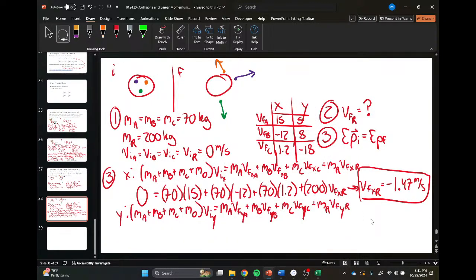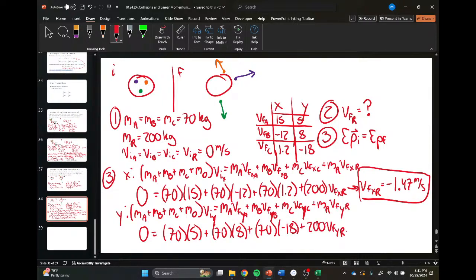All right, now I have the pleasure of plugging in all the numbers here. 0 equals 70 times 5 plus 70 times 8 plus 70 times negative 18 plus 200 times V final Y of the rock. So you can factor out the 70, which is nice. Saves you a little bit of plugging in. Positive 1.75.